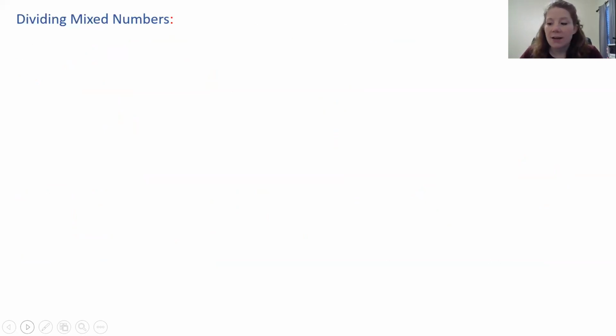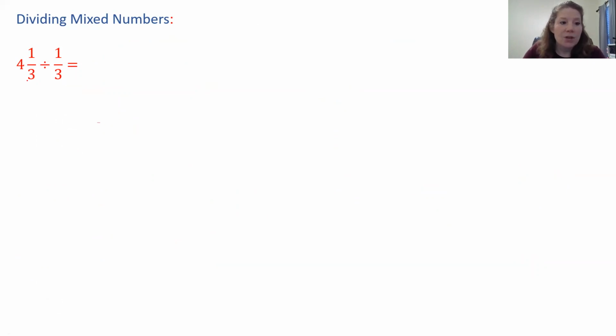So this week you are going to be dividing with mixed numbers. So remember when we divided proper fractions, you had to keep it, change it, flip it. You're going to have to do that here too. However, there's one extra step. The first step is to always turn your mixed numbers into improper fractions every single time.